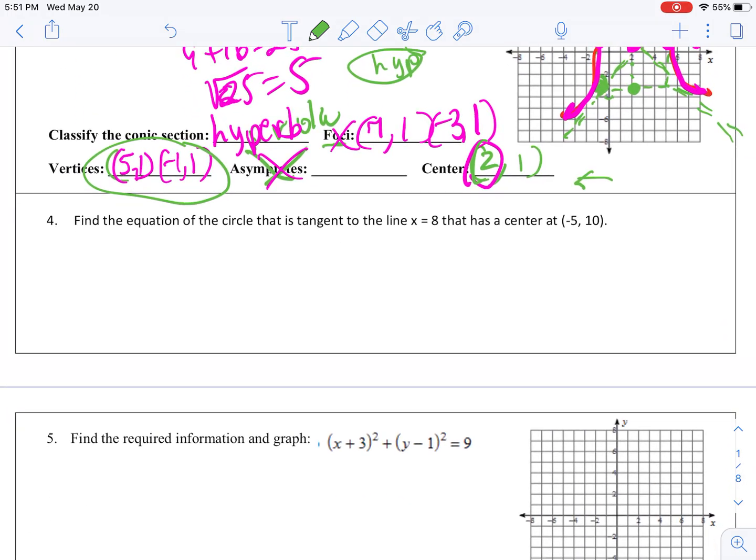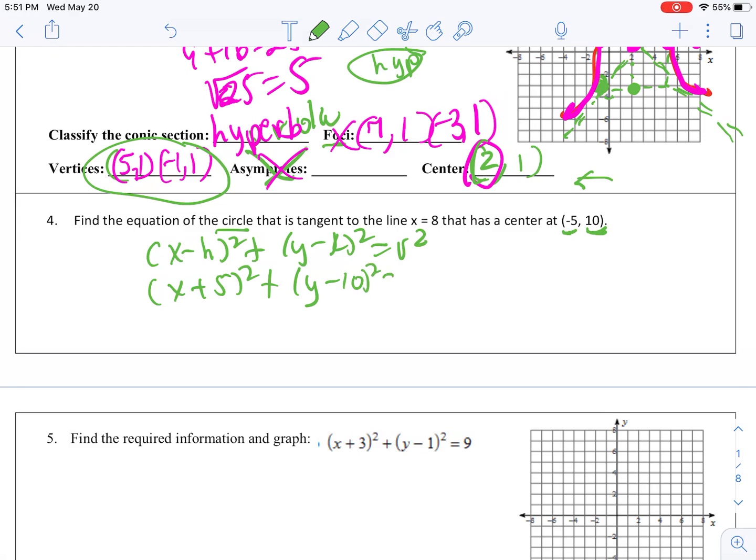Alright, now we're writing the equation of a circle. Equation of a circle is x minus h squared plus y minus k squared equals r squared. This goes with x, this goes with y. So it's x minus -5 squared, y minus 10 squared. And so I need the radius.